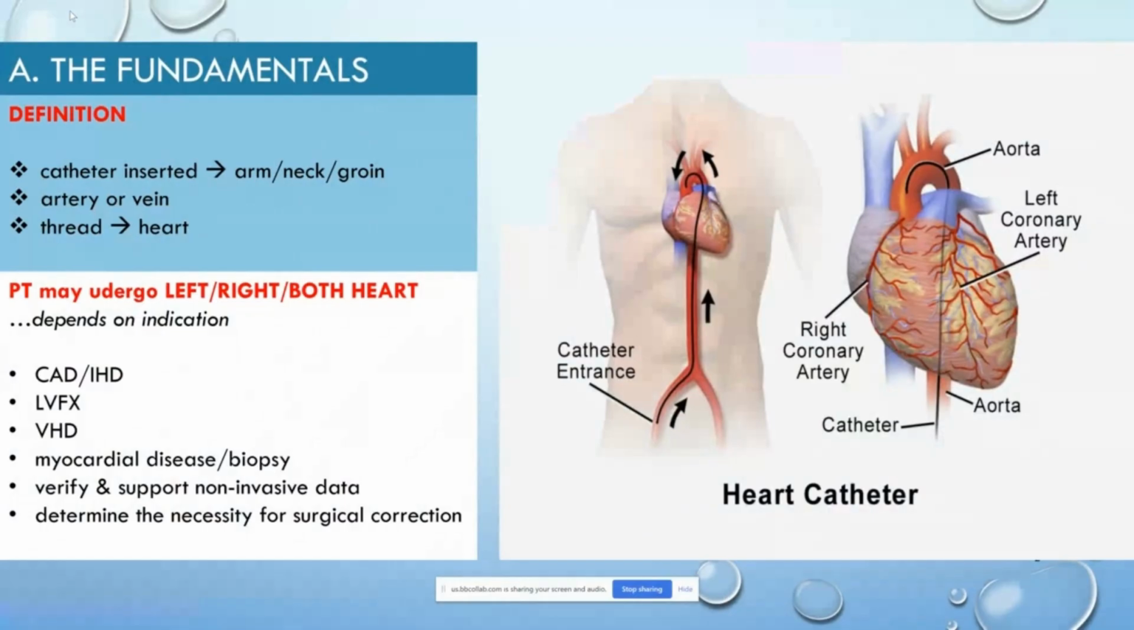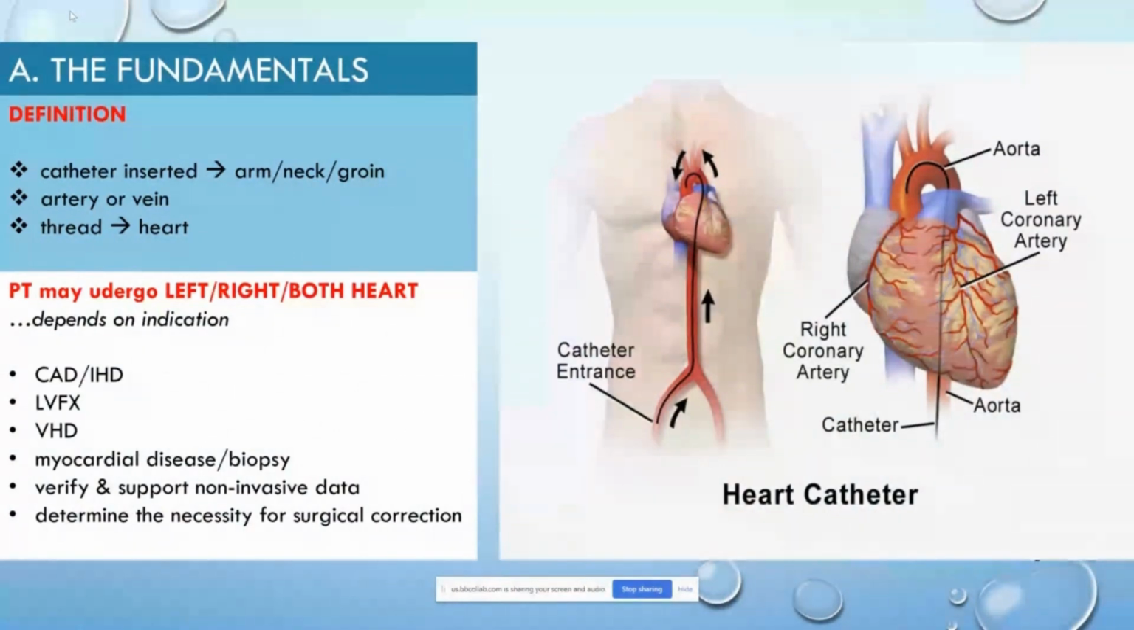Now, the type of cath that the person is going to get depends on the indication, like what's actually wrong with the person. This could be done for the left heart, the right heart, or both sides. So they do this for coronary artery disease or ischemic heart disease. Whenever you have ischemic heart disease, it means you're not getting enough oxygenated blood flow to the actual muscular layer of the heart, or the myocardium.